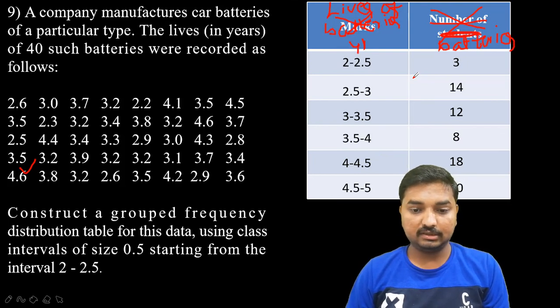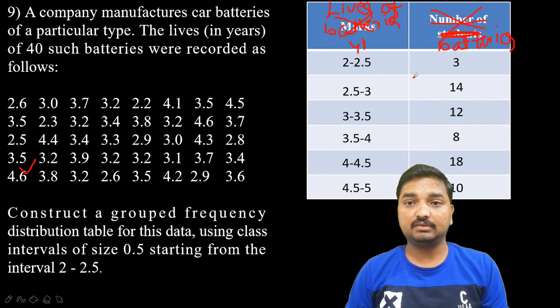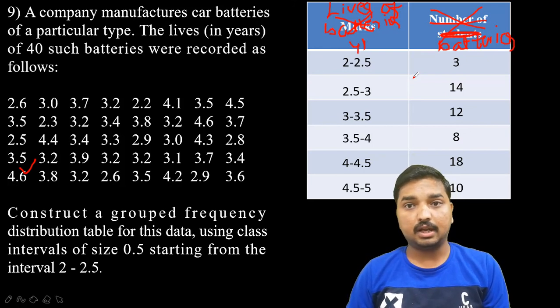The question only asks to construct a grouped frequency distribution table, and there is no additional question. This is the actual answer of question number 9. I have left some questions as an exercise for you, and this will be the last question in exercise 14.1. You need to solve all the remaining questions. I have left only one question, which is an ungrouped frequency distribution table.